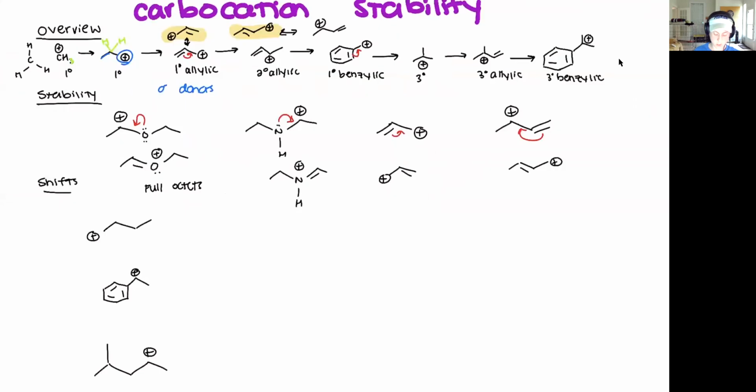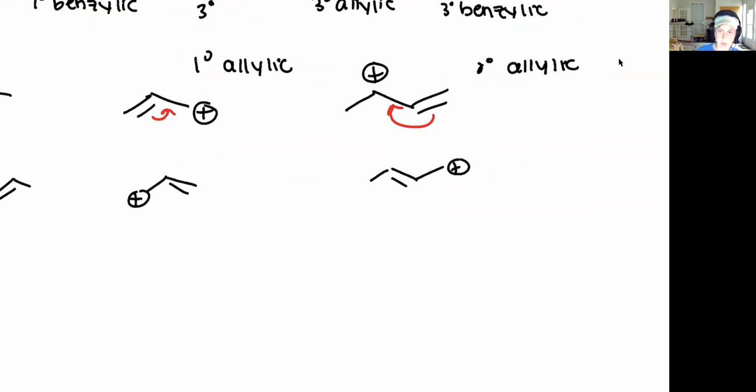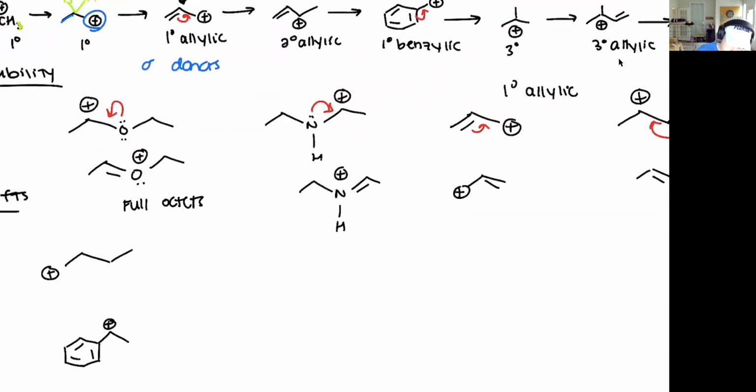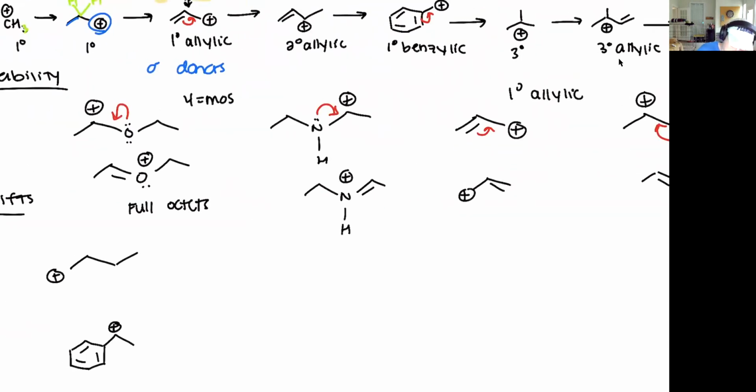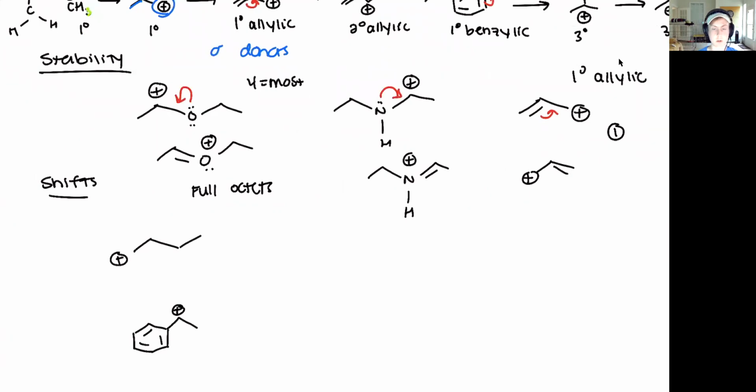And so right off the bat, we know that the first two have to be more stable than the second two. But out of the second two, we have a secondary allylic and a primary allylic. And so the secondary allylic will obviously be more favored. So we'll just go ahead and say 4 is the most stable. So this will be the least stable, second least stable, and then we look to our heteroatoms.